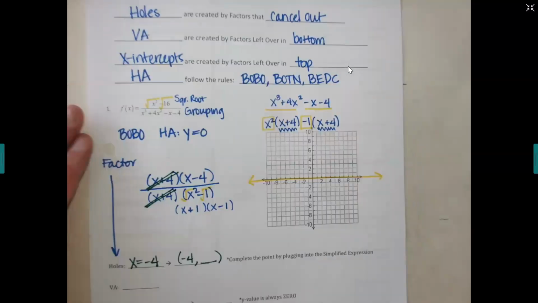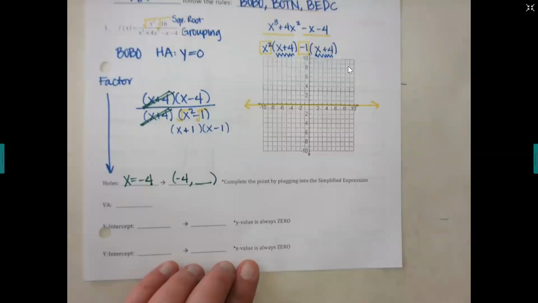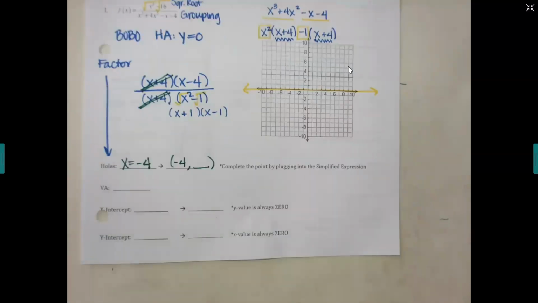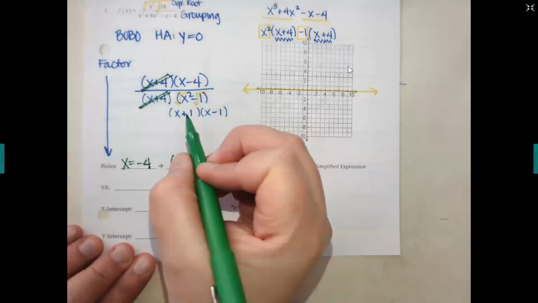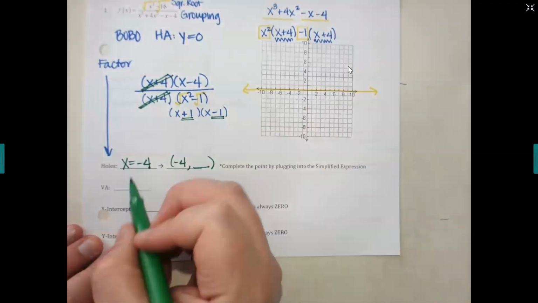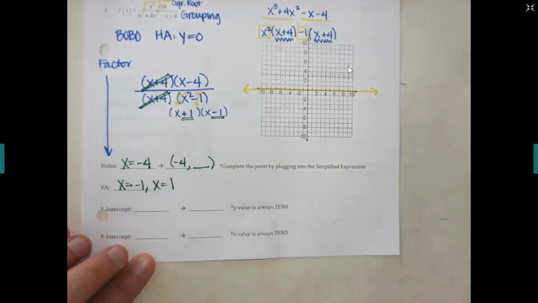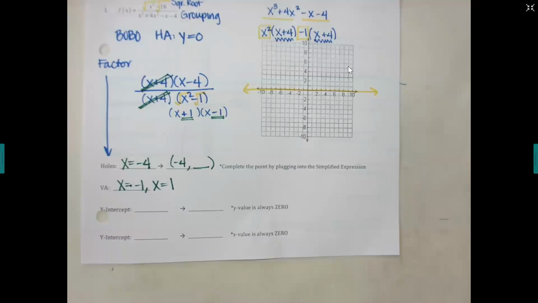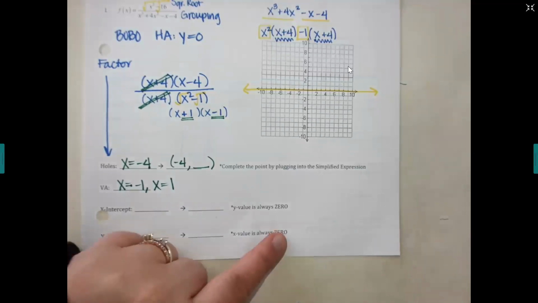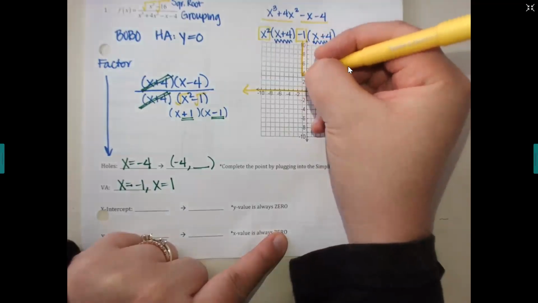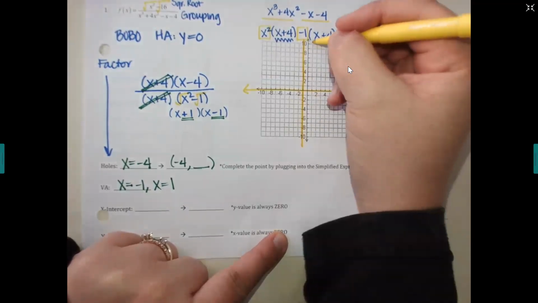If you forget, remember, that's why we wrote this up here at the top. We wrote holes are created by the ones that cancel. Vertical asymptotes are leftovers in the bottom. So do I have any x's left over in the bottom? Yes, not only one, I actually have two. I have a +1 and a -1, which means x will equal -1 and x will equal +1. Then remember, once you have those two numbers, you can go ahead and draw those asymptotes in, because I'm not waiting on a y value like I would be for a hole. So -1 is going to be here. +1 is going to be here.